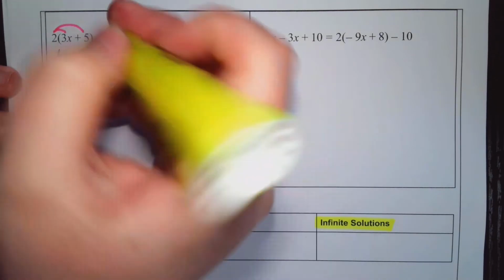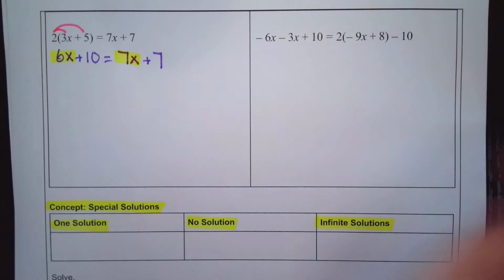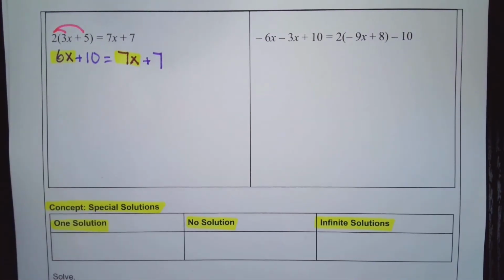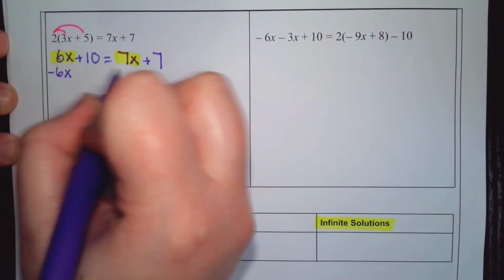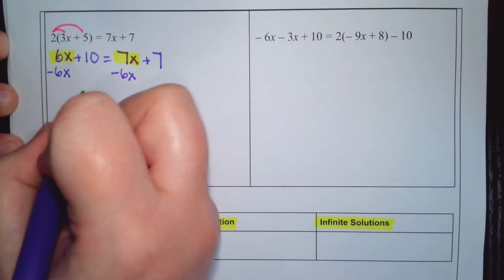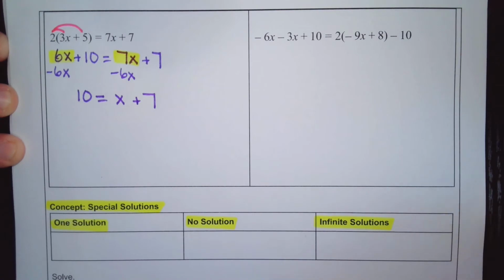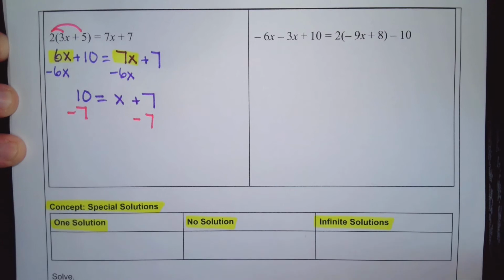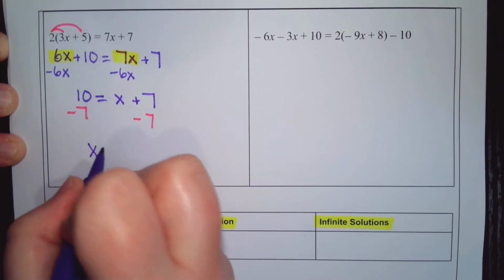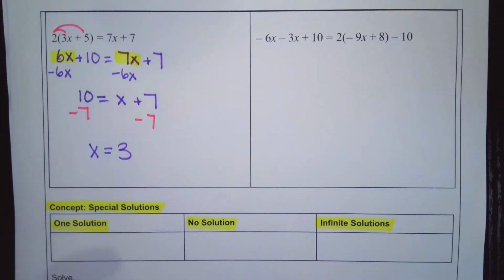And then identify our variables. 6x and 7x are positive, so we subtract the smaller one, which is going to be 6x, and we're left with 10 is equal to x plus 7. What's nice is this ends up being a one-step equation, so we subtract 7 from both sides, and we get x equals 3. All right, last one, and then we have one more concept to talk about.